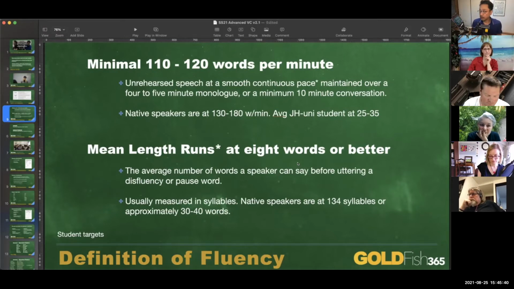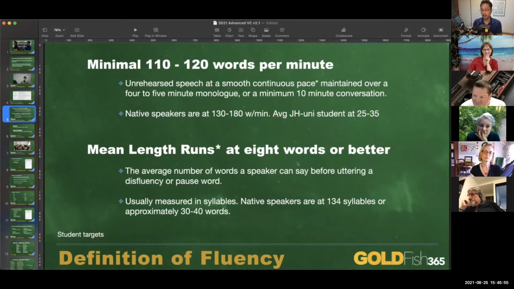So I think, what is it? The average word has something like 2 or 3 syllables in it. So I'm doing it very roughly, but at least they can count words very easily. Syllables, you have to go through a whole lesson to teach them how to do it. Of 8 words or better without any kind of disfluency, any kind of interruption by L1.